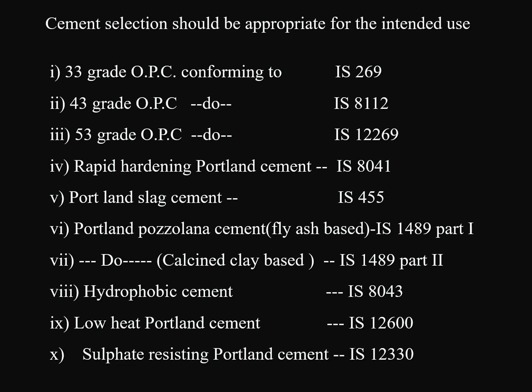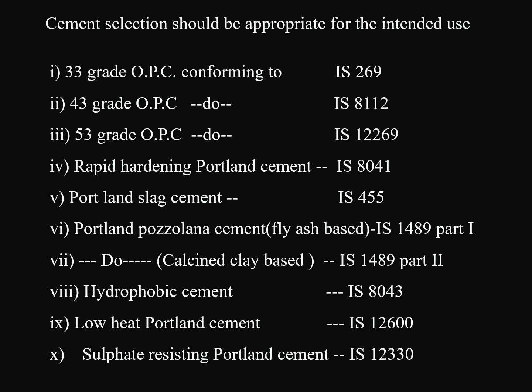Let us understand about cement. Cement selection should be appropriate for the intended use. The first original cement was 33 grade OPC, that is ordinary Portland cement, conforming to Indian Standard 269. Similarly, 43 and 53 grades.